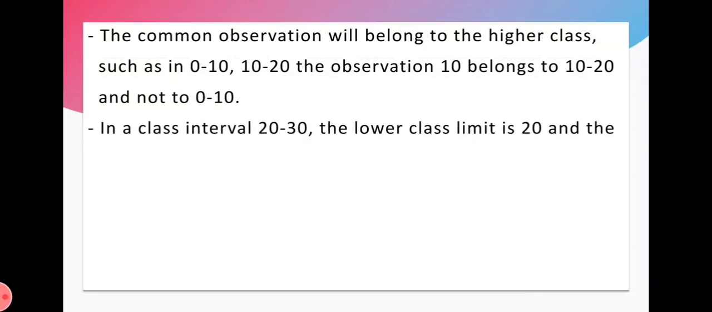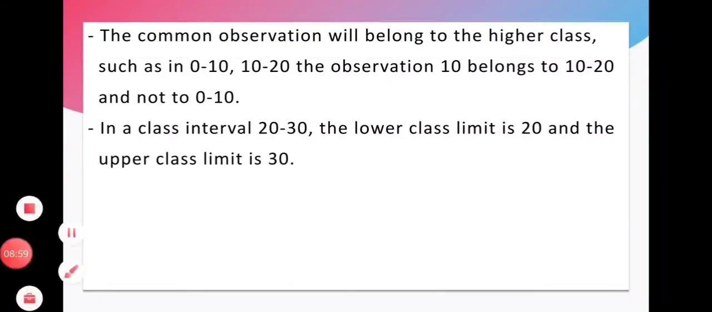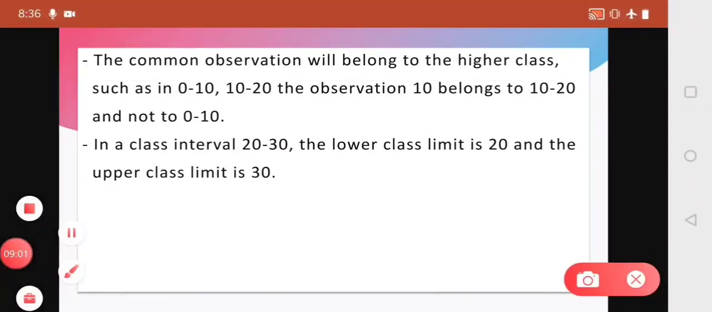In a class interval 20 to 30, the lower class limit is 20 and the upper class limit is 30. Now, in the class interval which is made, the lowest observation is your lower class limit. Here you can see from 20 to 30, so 20 is your lower class limit and 30 is your upper class limit.